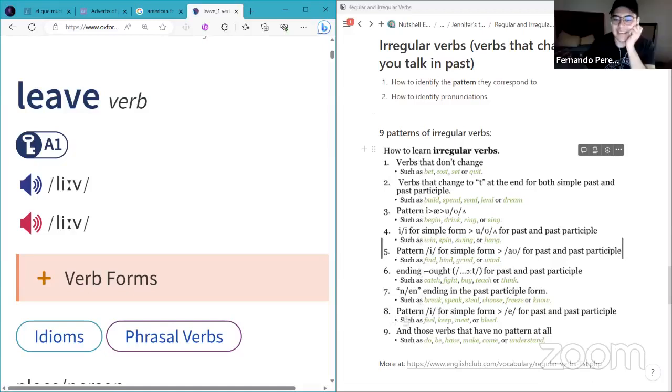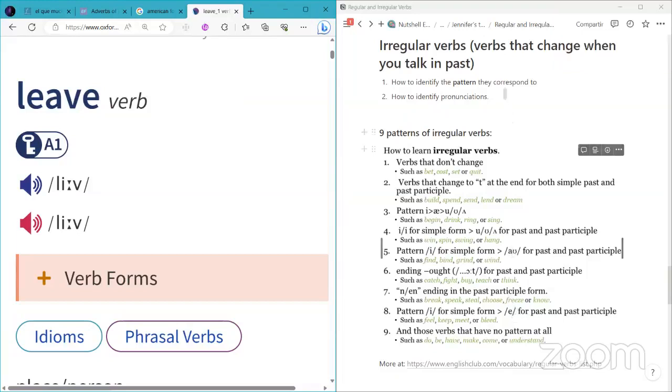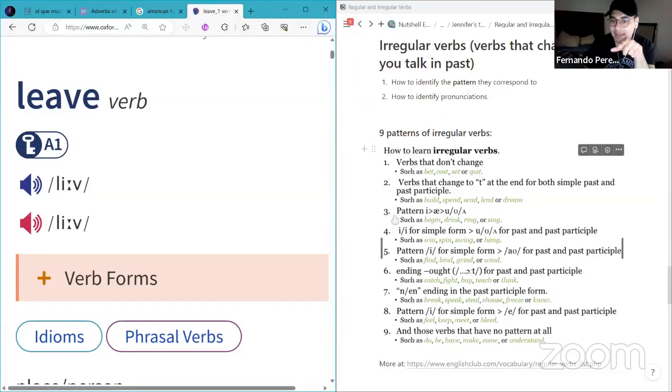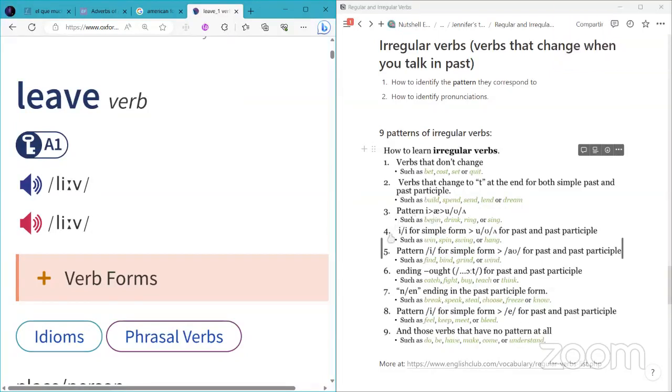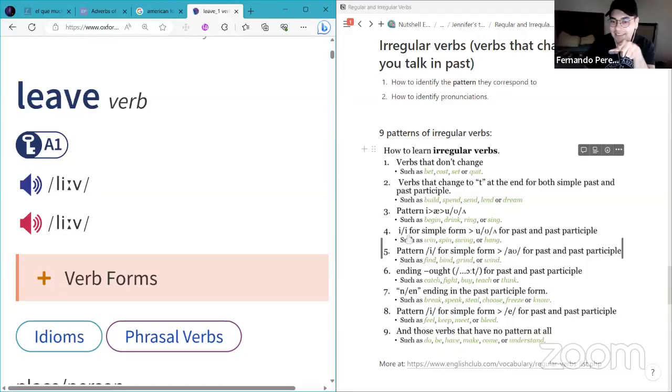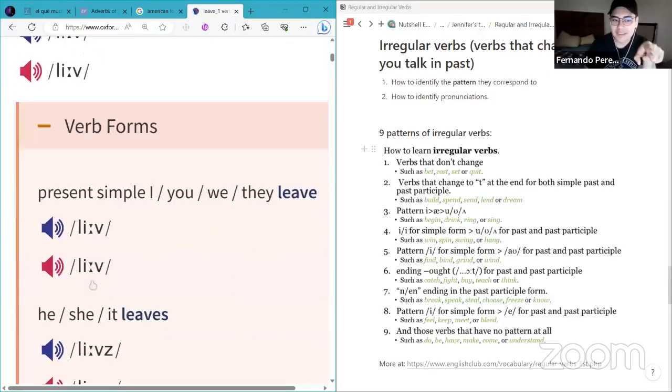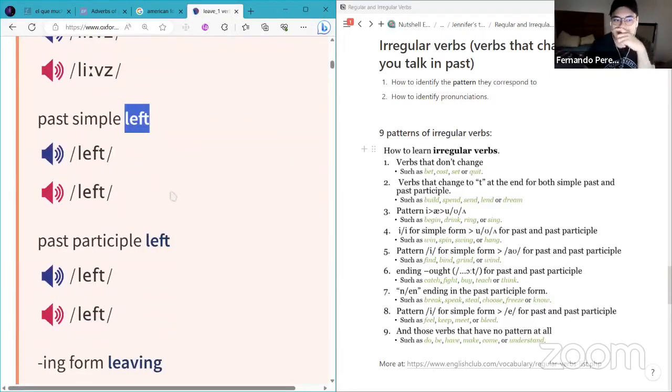In this case, there is a specific pattern that has E, and then the transformation is to E. You see? Okay. Be careful, because also number 3 has an E, and also number 4 has an E. So which one is it? You open the verb forms, you check the past, and you see the transformation is E to E.